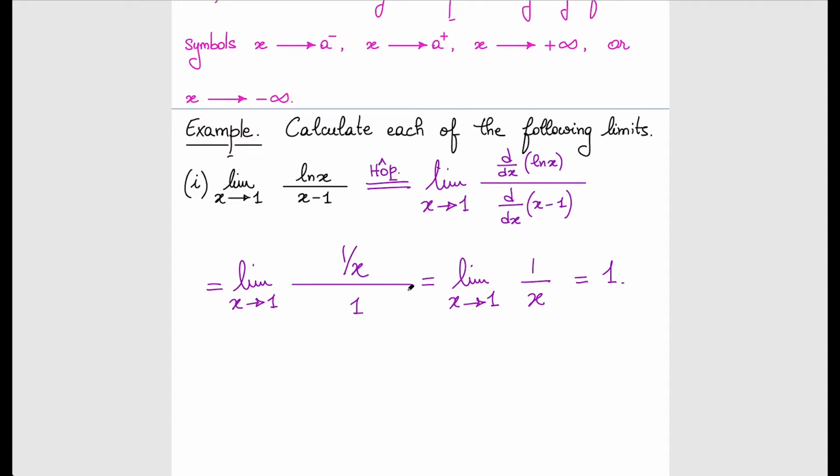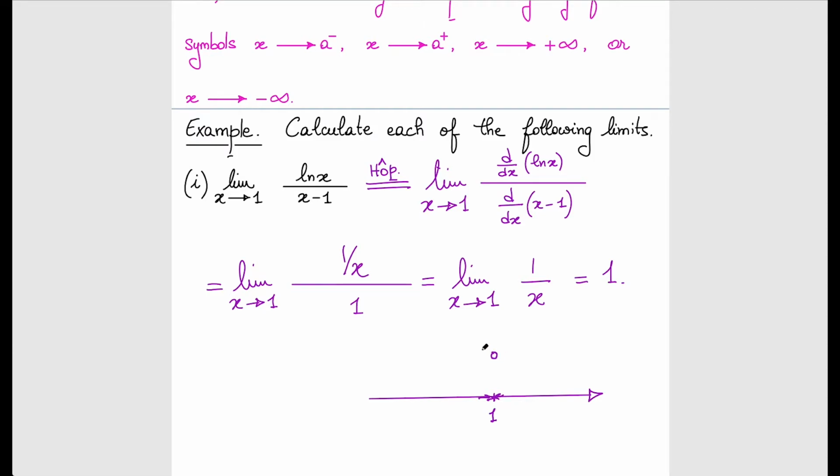And what does this mean? This means as x approaches 1, it's a two-sided limit, right? So as x approaches 1, the function approaches the value 1. The function is not defined at 1, right? This function here is not defined at 1 because 1 is not part of the domain. But the idea is, as x approaches 1, the function is going to approach this value.